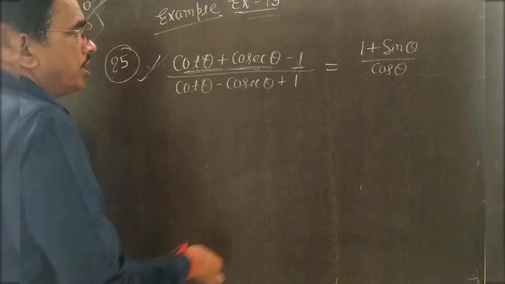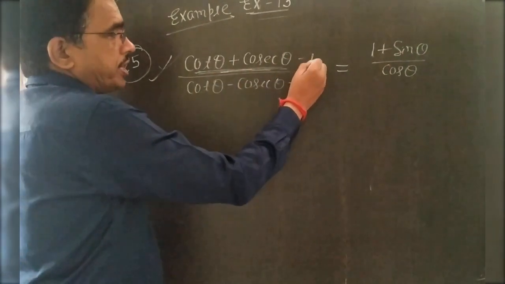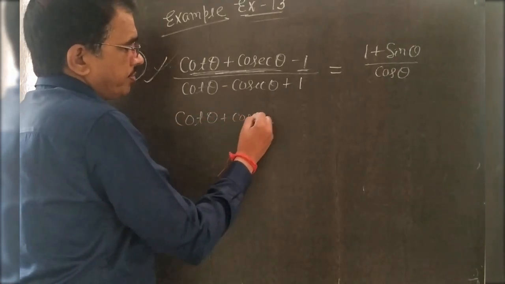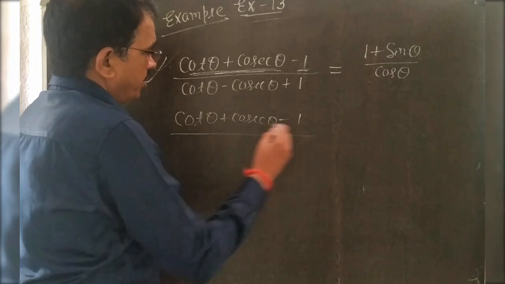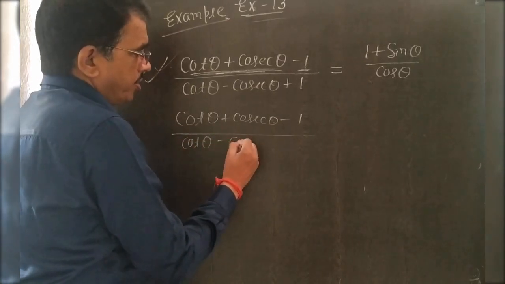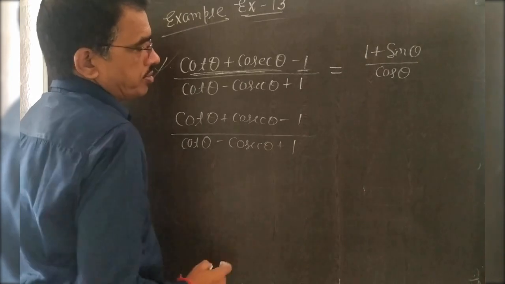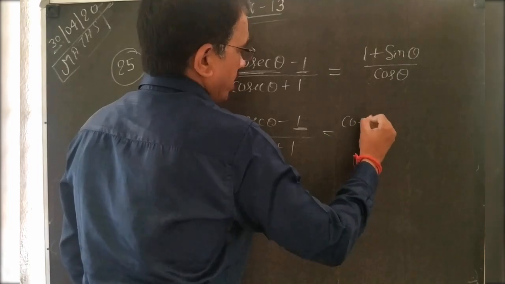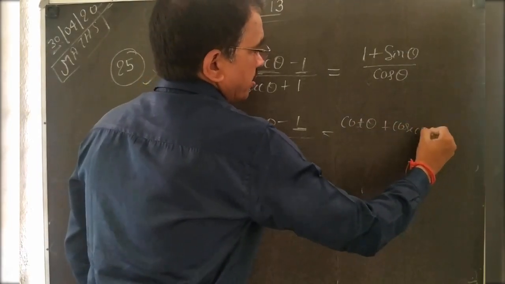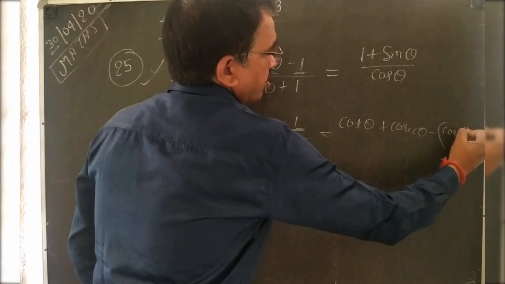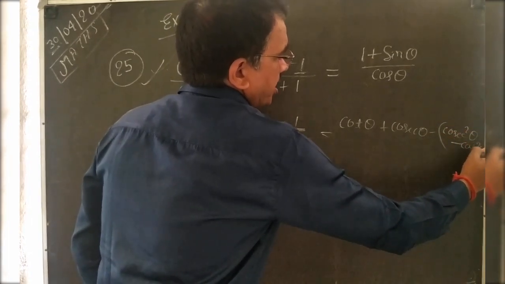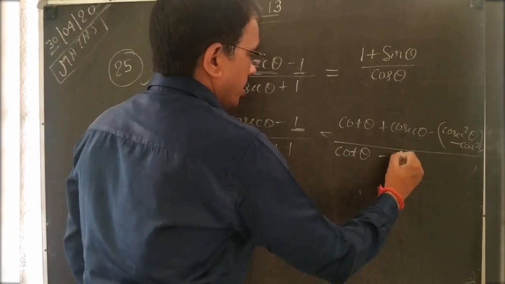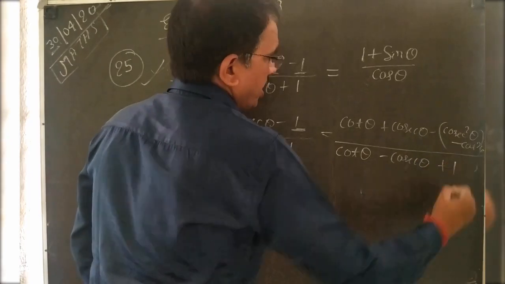Here is 1, and the form is cot and cosec. Then this one is right: cot theta plus cosec theta minus 1 by cot theta minus cosec theta plus 1. This one you write in the form of this. So you write here cot theta plus cosec theta minus cosec square theta minus cot square theta. And the denominator has no change. You write cot theta minus cosec theta plus 1.